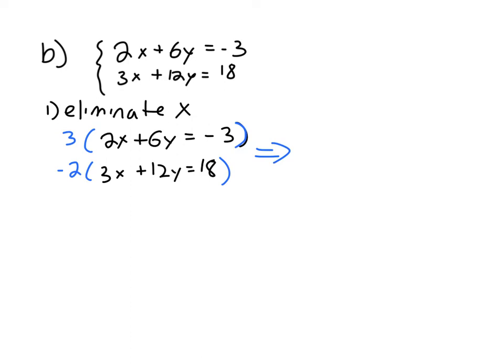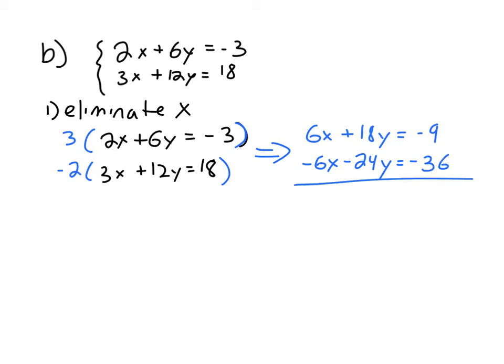So I'll have 3 times 2 is 6x plus 6 times 3 is 18y minus 3 times negative 3 is negative 9. Then on the bottom I'll have negative 6x. Negative 2 times negative 12 is negative 24y. And then negative 2 times negative 18 is negative 36.